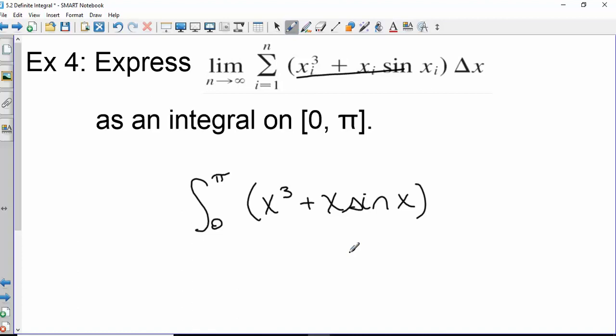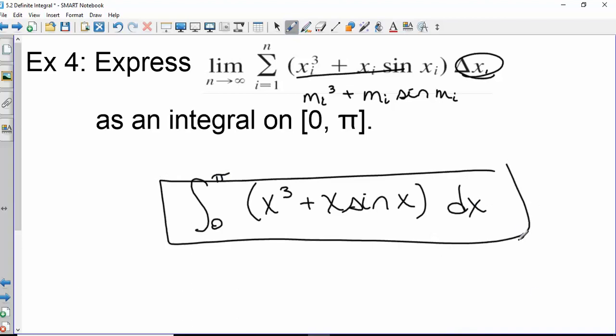You might see, instead of an x, sometimes it might have an m. And that is something we're talking about Monday. It stands for midpoint, but it's the same thing. If you see that m sub i, it just gets turned into an x. And then change in x, what do we replace that with? dx. So that's our integral.